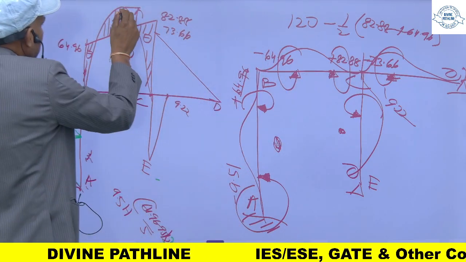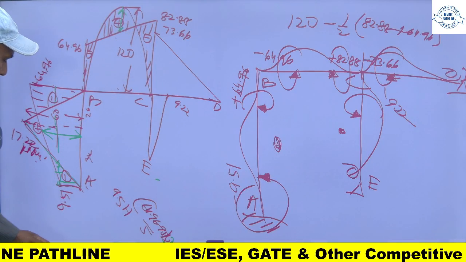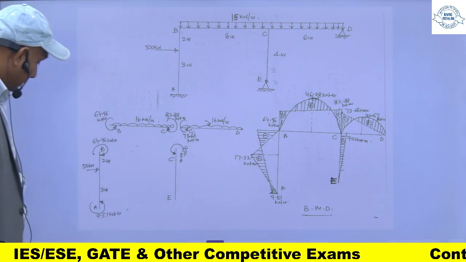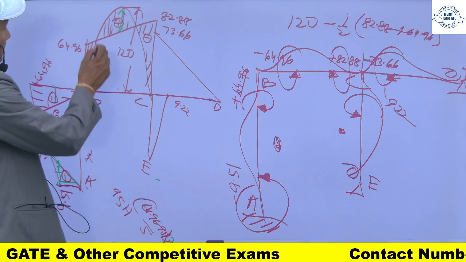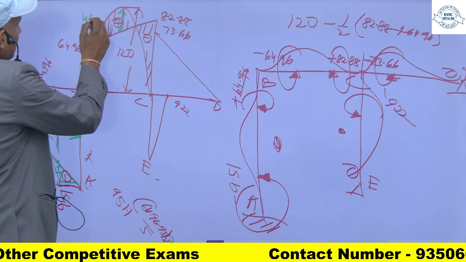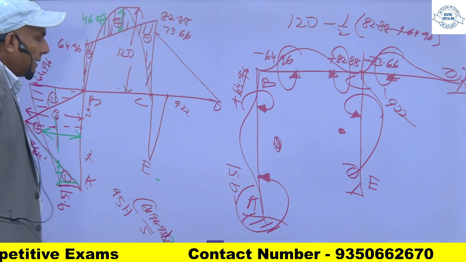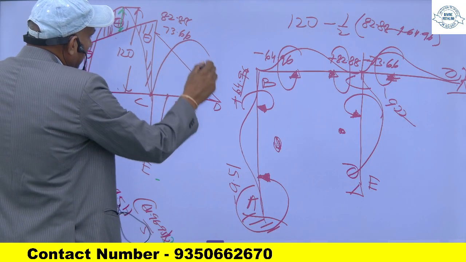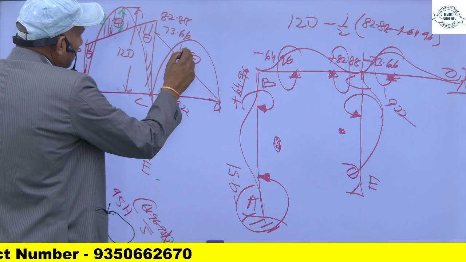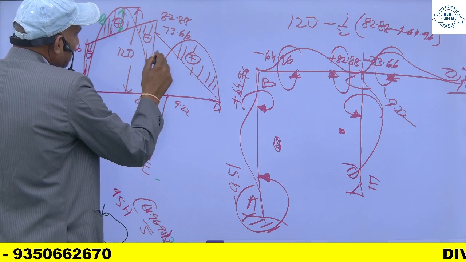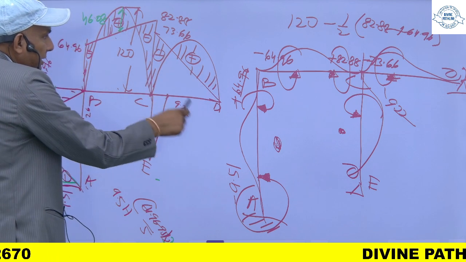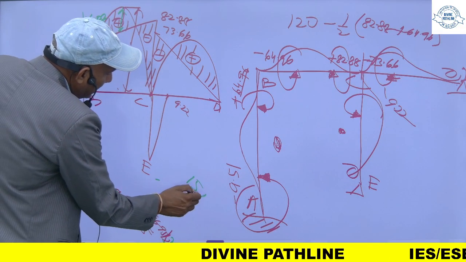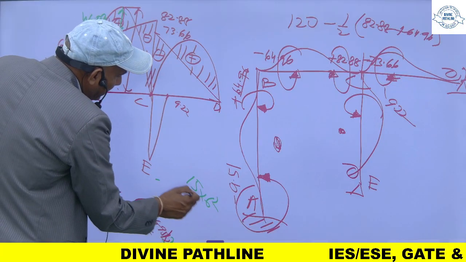and this will be equal to 46.08. This is 46.08. Similarly, this portion is also parabolic, so it will be like this, and this length is 6 meter. So bending moment at this point will be 15 into length 6 square upon 8.